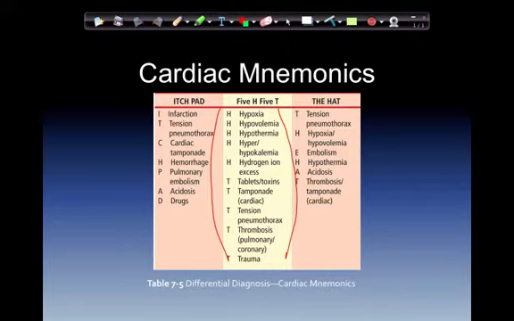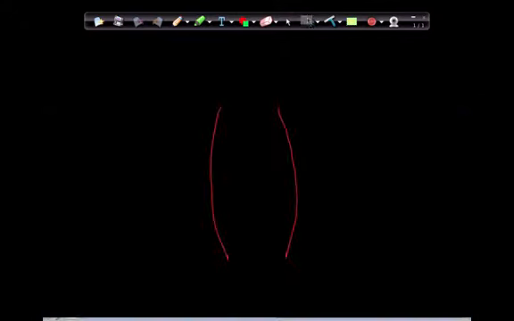But hypoxia, hypovolemia, hypothermia, hypokalemia, hydrogen ion excess, tablets or toxins, tamponade, cardiac, tension pneumothorax, thrombosis, pulmonary or coronary, and then trauma. Now, the one that I teach them is CHET 4-HDOA.